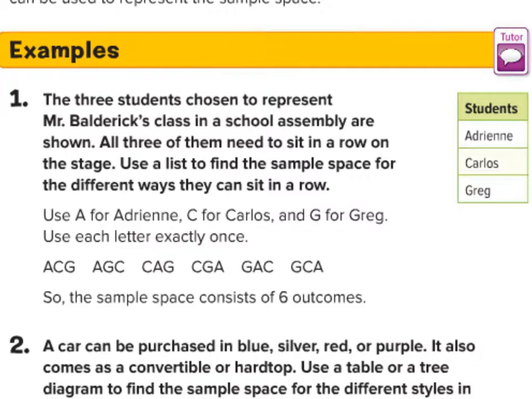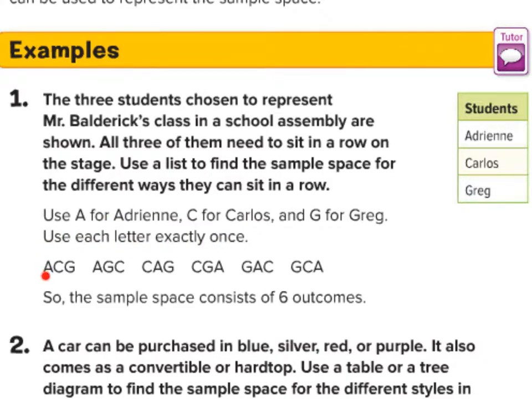Let's look at example 1. The 3 students chosen to represent Mr. Baldrick's class in a school assembly are shown. We have the students here, Adrian, Carlos, and Greg. All 3 of them need to sit in a row on the stage. Use a list to find the sample space and the possible outcomes for the different ways they can sit in a row. Okay, use A for Adrian, C for Carlos, and G for Greg. Use each letter exactly once.